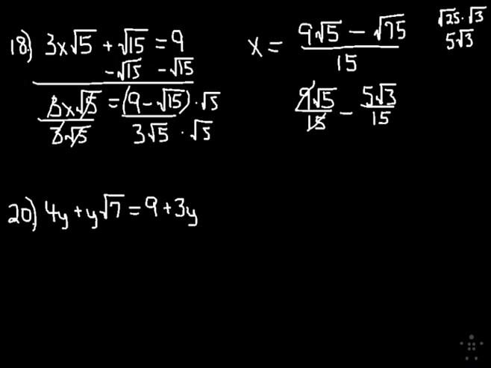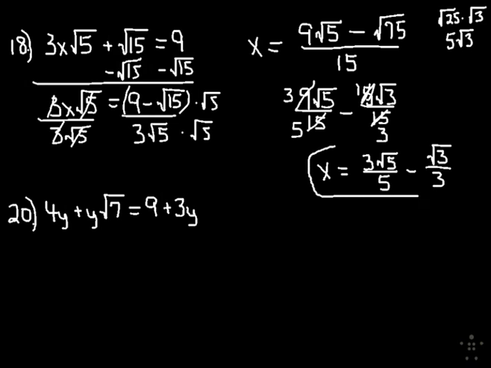But I'm going to reduce because I see that I can. 3 goes into 3. Or 9 3 times, and 3 goes into 15 5 times. And here, 5 goes into 5 once, and 5 goes into 15 3 times. So x is equal to 3 square root of 5 over 5 minus the square root of 3 over 3. And you can't put those fractions back together since the denominators are not the same. Alright, so 3 square root of 5 over 5 minus the square root of 3 over 3.